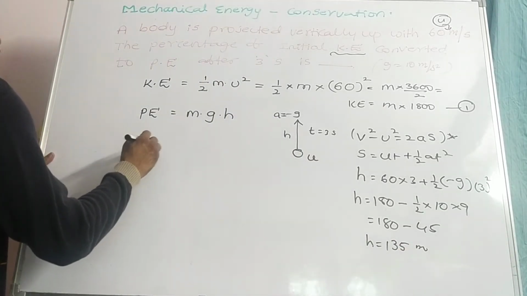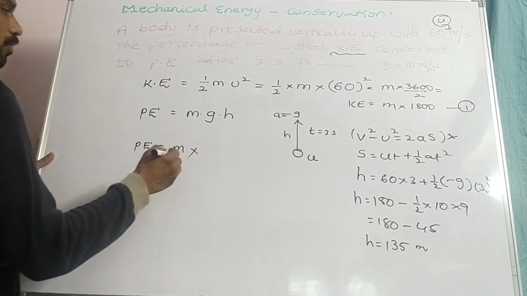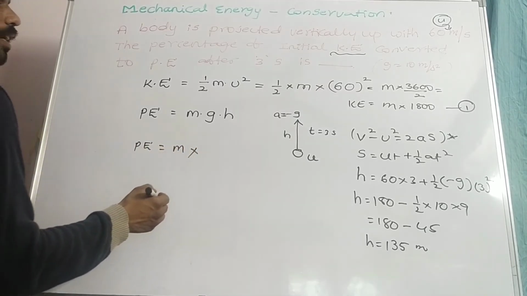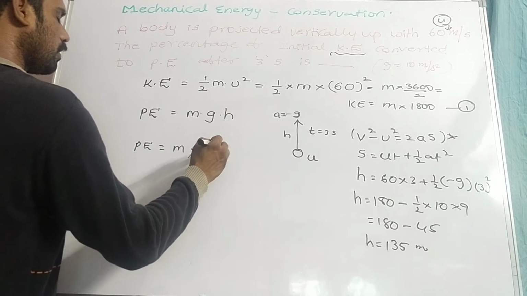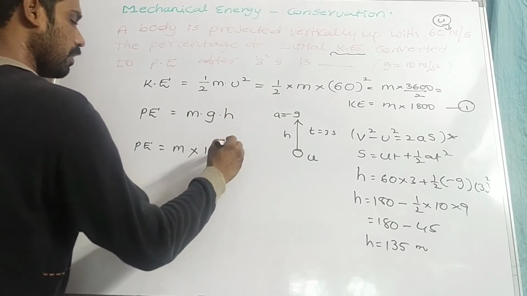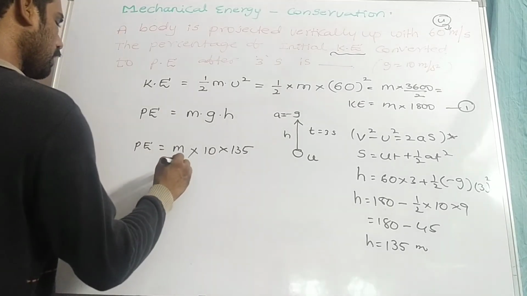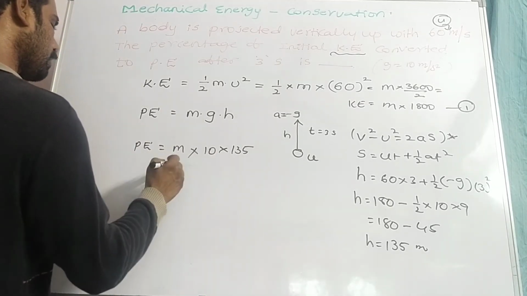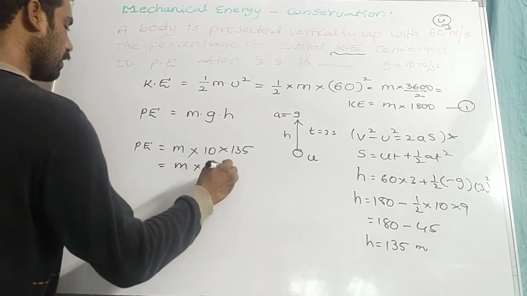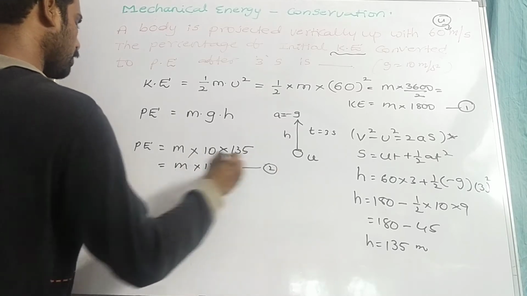Now potential energy P is equal to, the mass value is not given, so m, g value is 10, and 135, that is equal to m into 1350. That is expression number 2.